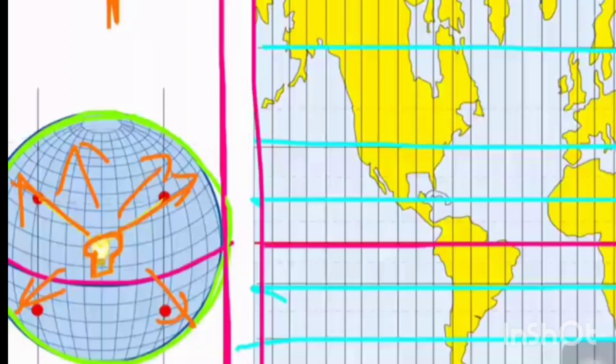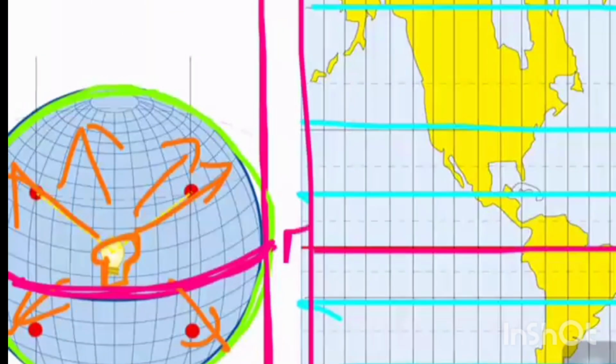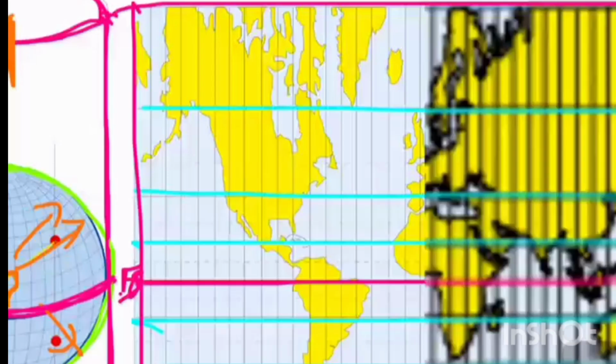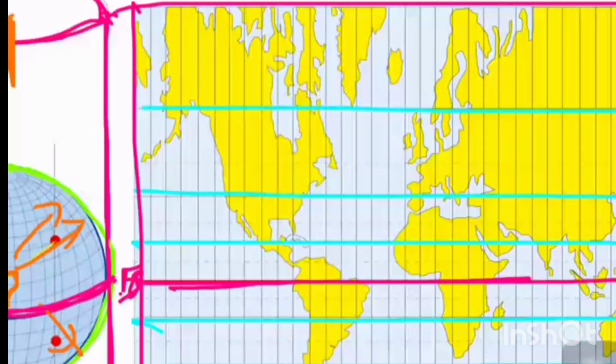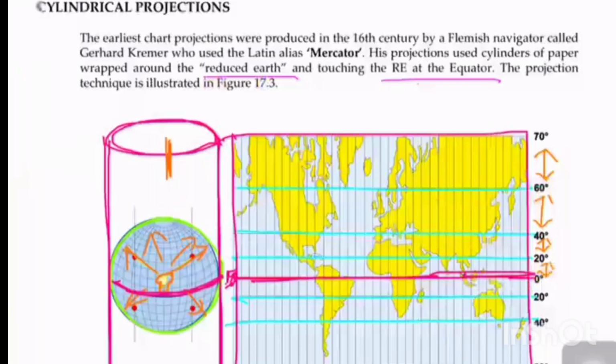Now, where is the paper touching the reduced Earth? At the equator over here. This is the equator. This equator line is represented over here also. But this chart has certain shortcomings. I'll explain it later. But this is what a cylindrical projection looks like.